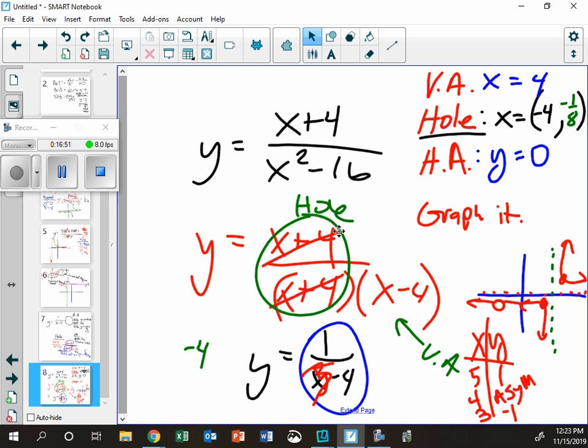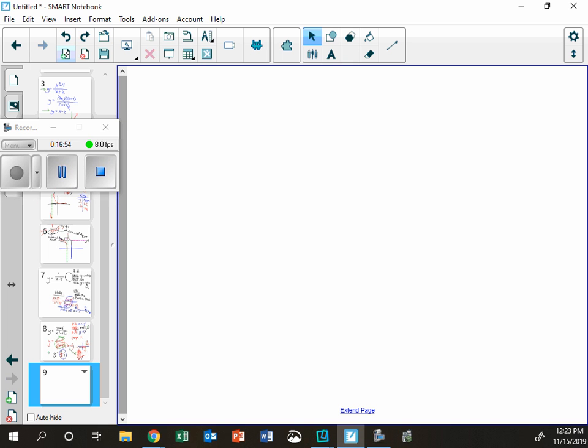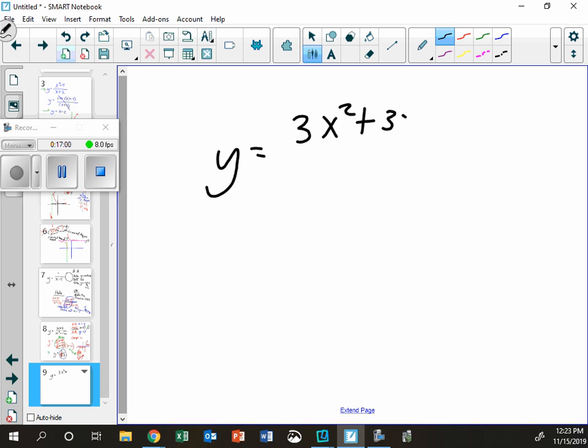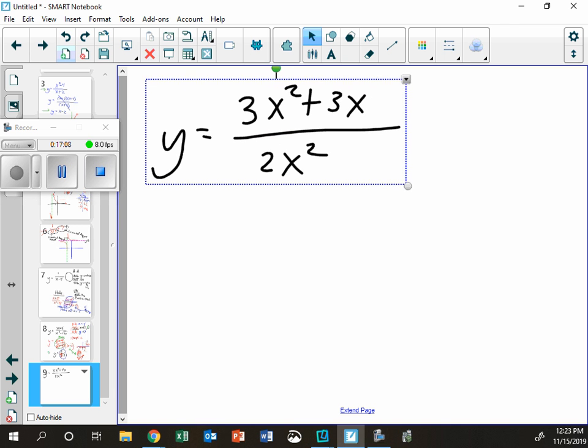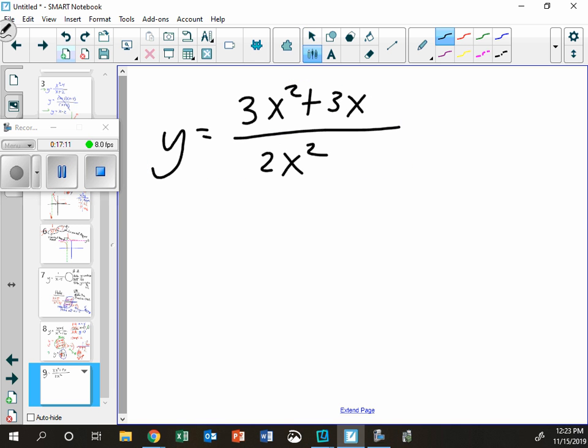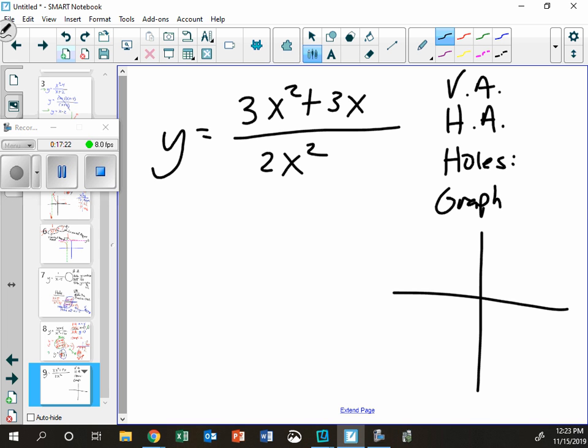Okay, so now let me give you one that isn't bigger on the bottom. Would you tell me vertical asymptotes, horizontal asymptotes, holes, and a rough idea of where the graph is? If you got vertical and horizontal asymptotes, put them on there. And then if you're lost on what this thing looks like, XY chart. This is a typical question.